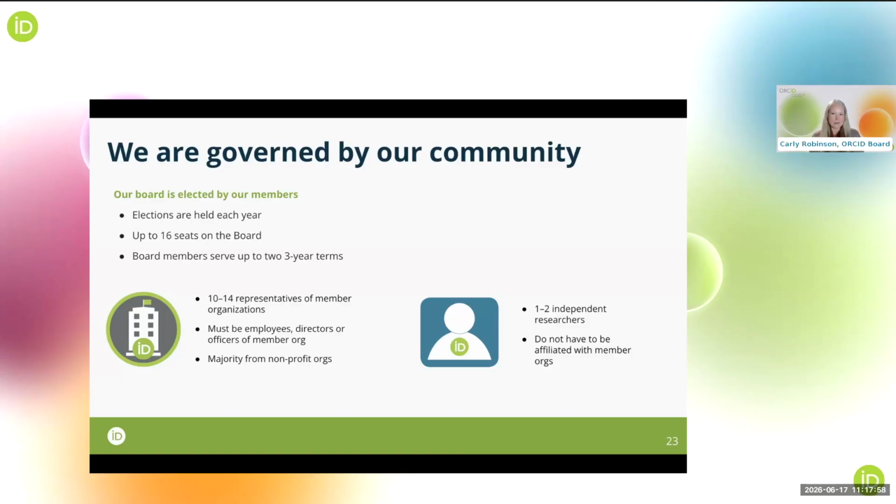The majority of board members are member directors, which are representatives from member organizations, and the majority of those being from nonprofit organizations. Member directors serve a 3-year term, and you may stand for election up to 2 consecutive terms, so that would be a total of 6 years. And these member directors need to be employees, directors, or officers of their ORCID member organization. There are also 2 seats on the board reserved specifically for researchers, and those are researcher director positions. And those positions don't have to be filled by people affiliated with a member organization.